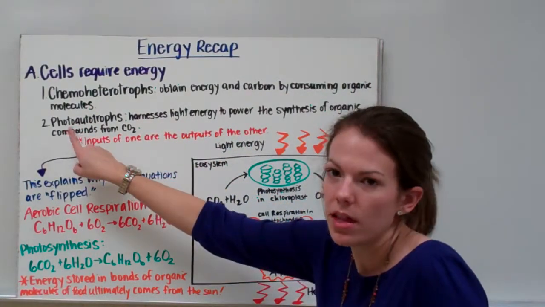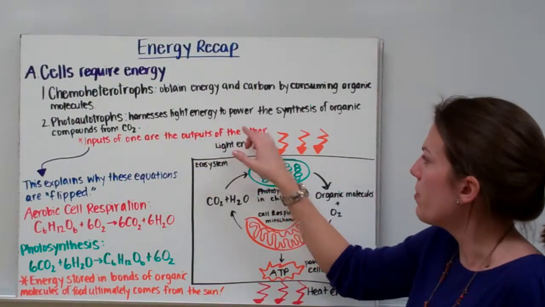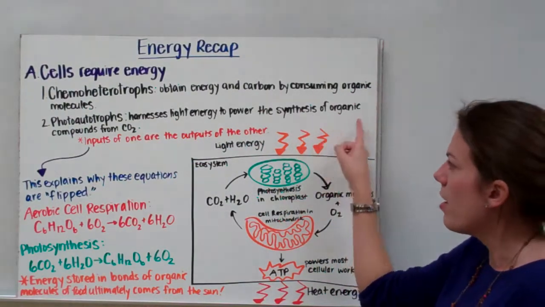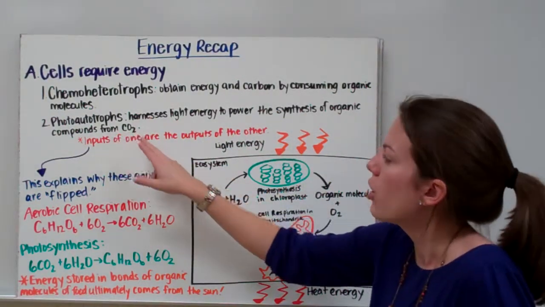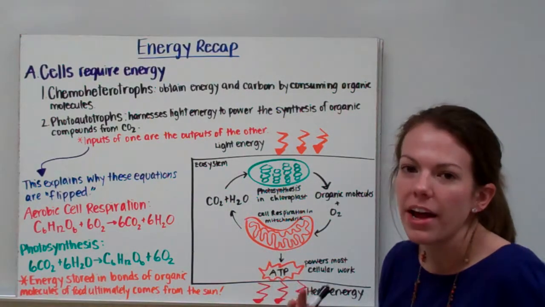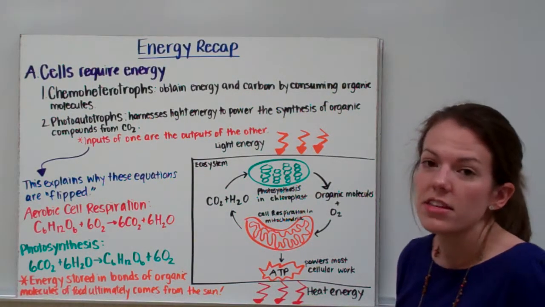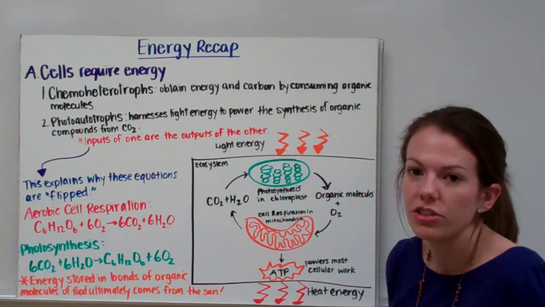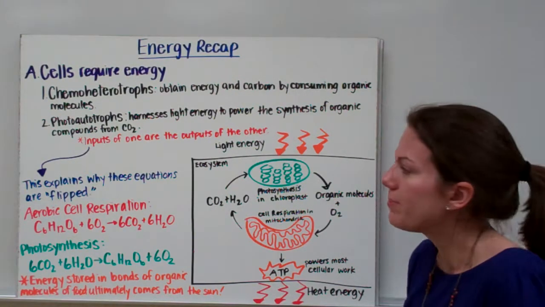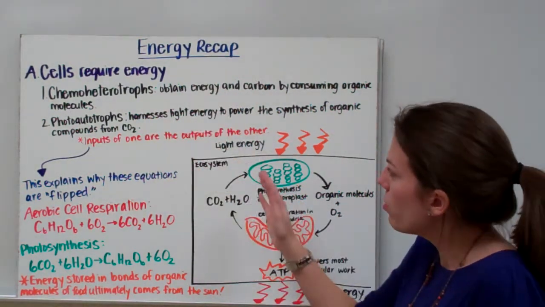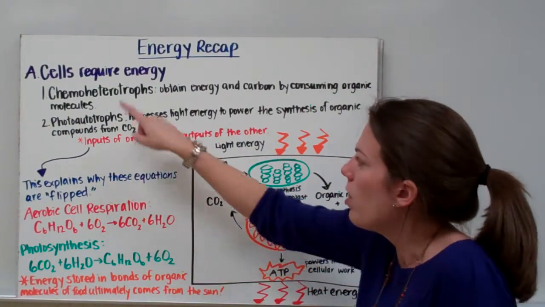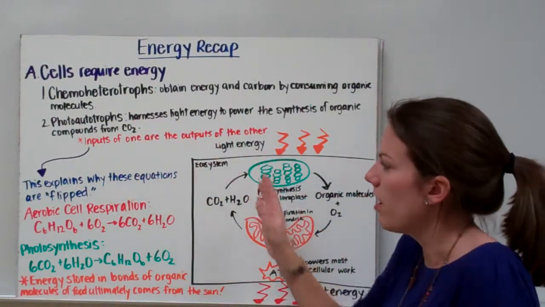Photo is the root that means light. They harness that light energy to power the synthesis, or the making, of organic compounds from carbon dioxide. So they use light and carbon dioxide, and they synthesize organic compounds like glucose and other sugars using photosynthesis. It's cool that the inputs of one of these processes are the outputs of the other.